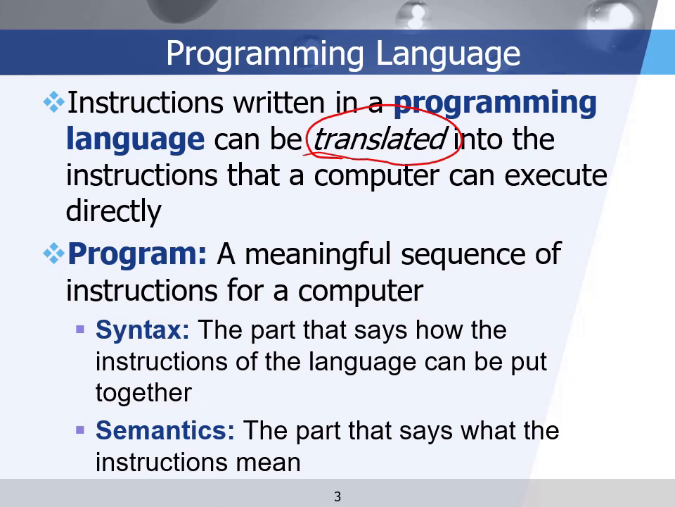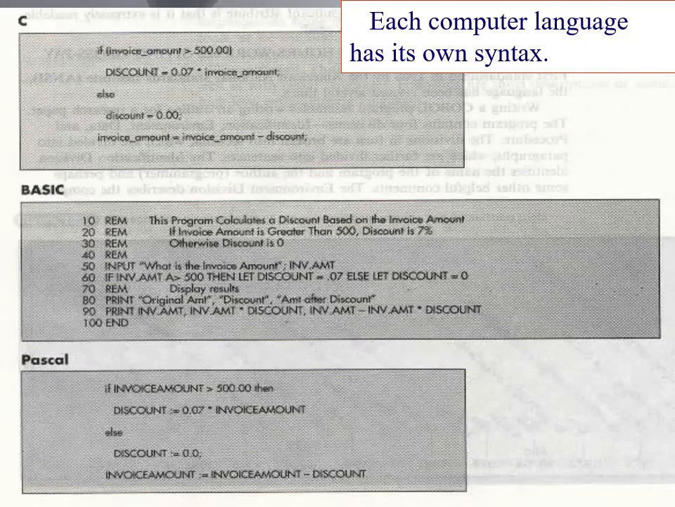A program is a meaningful sequence of instructions for a computer. So what you need to do is to write a program. You need a lot of instructions to implement the program, and of course, the instructions need to follow some syntax and also have the correct semantics. Here are some classical programming languages like C language, Basic language, Pascal language. Some of them are pretty old languages, but they're still very useful recently.